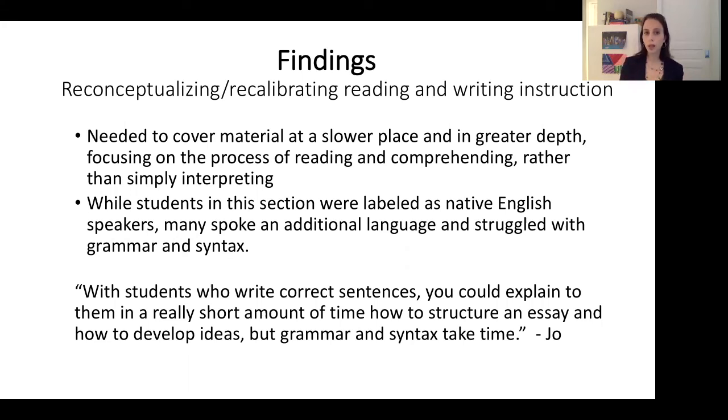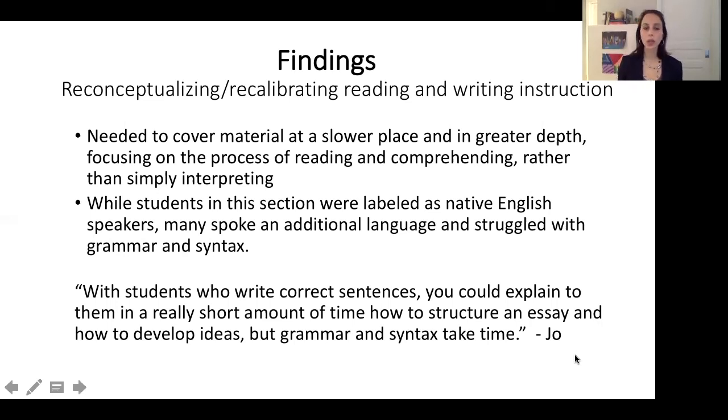And regarding the students in this class, these were students who were labeled as native English speakers. And when I say labeled, I mean based on an incoming test, based on information they provided as well. But this is a very multilingual college. So many spoke an additional language, and faculty reported that oftentimes they struggled with grammar and syntax. And this was one of the areas that faculty really felt they needed to focus on in class.